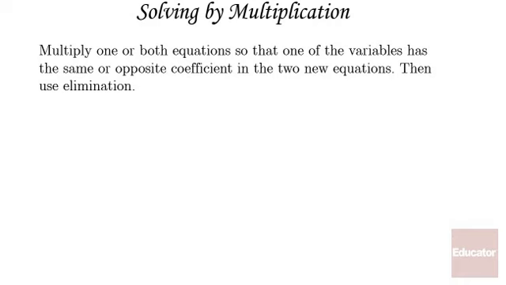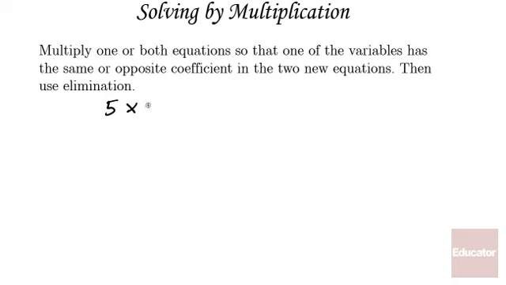Okay, sometimes you look and you see that there's no variable with a coefficient of 1, and then you say, okay, I'll use elimination, but then you realize that none of the variables have the same or opposite coefficients. In that case, you can still use elimination, but you're going to have to take an extra step before you do the elimination. And the extra step is to multiply one or both equations so that one of the variables has the same or opposite coefficient in the two new equations. So your goal is to create a situation where one of the variables has the same or opposite coefficients. Then you just use elimination as we did previously.